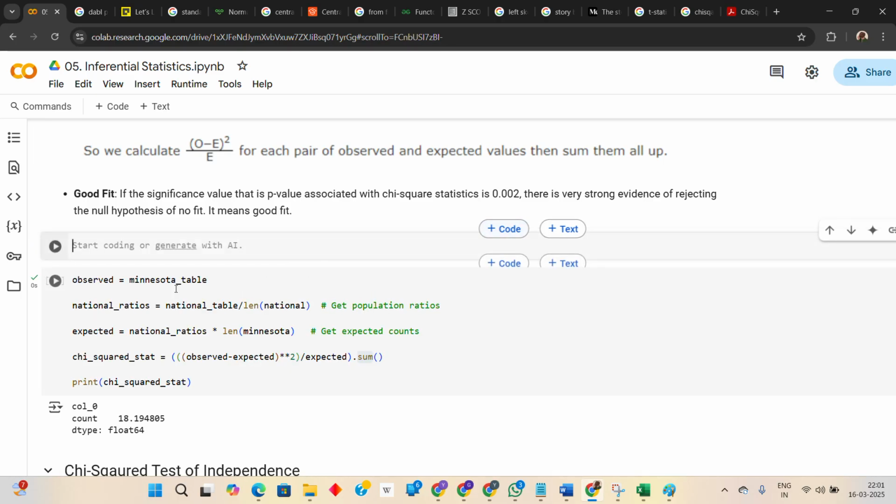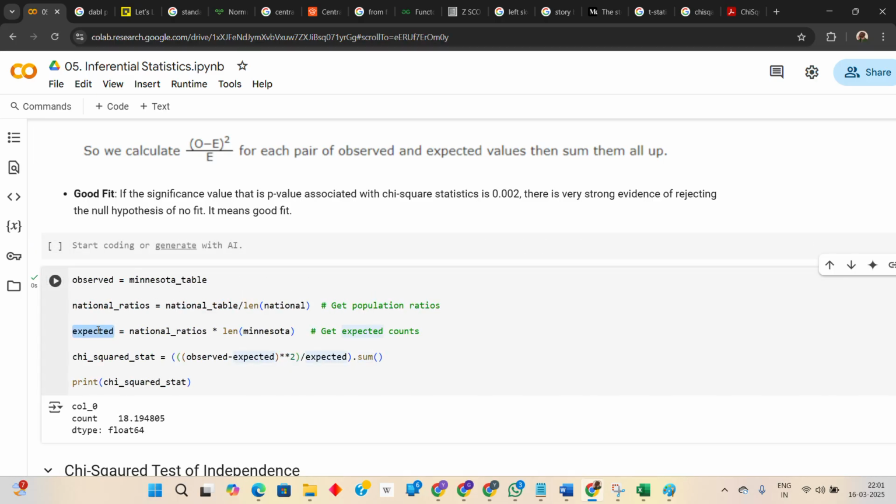If we calculate the individual expected values, okay, control C.